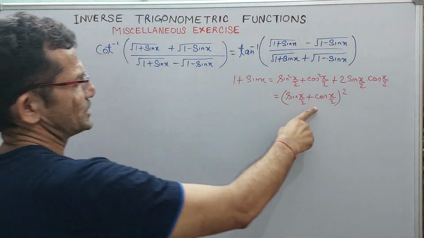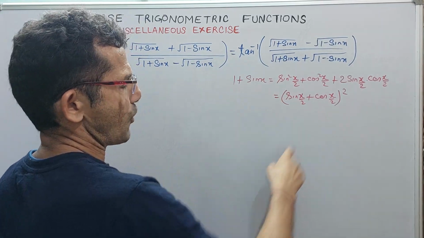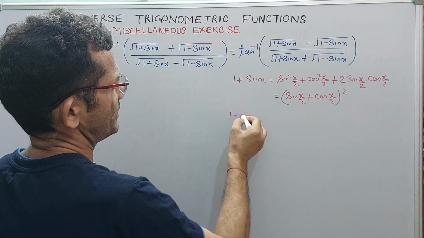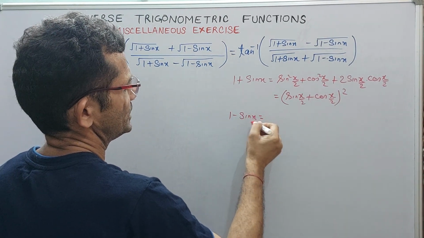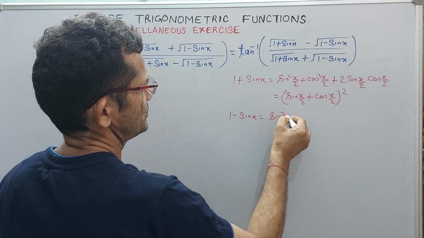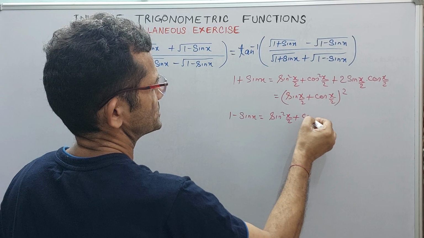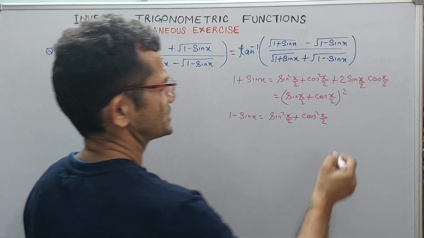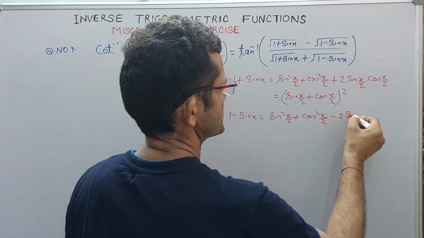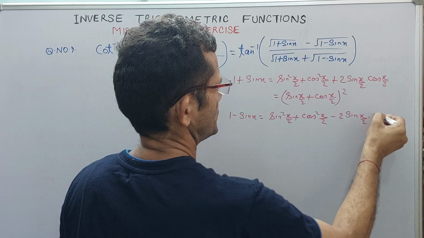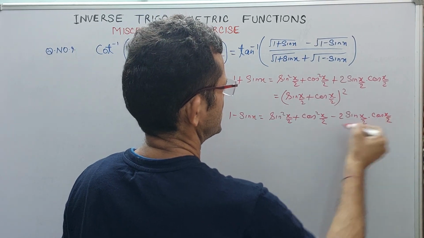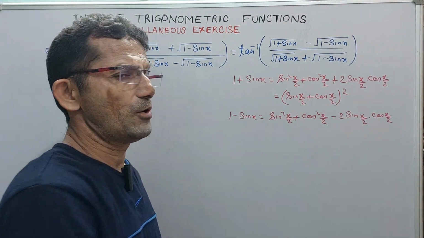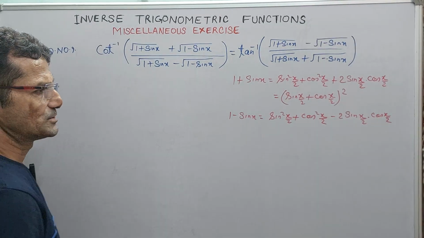So the square root of this one will be sin x by 2 plus cos x by 2. And the next one, the same way, 1 minus sin x will be sin square x by 2 plus cos square x by 2, and minus sin x will be minus 2 sin x by 2 cos x by 2. Now this is either sin x by 2 minus cos x by 2 whole square, or cos x by 2 minus sin x by 2 whole square.